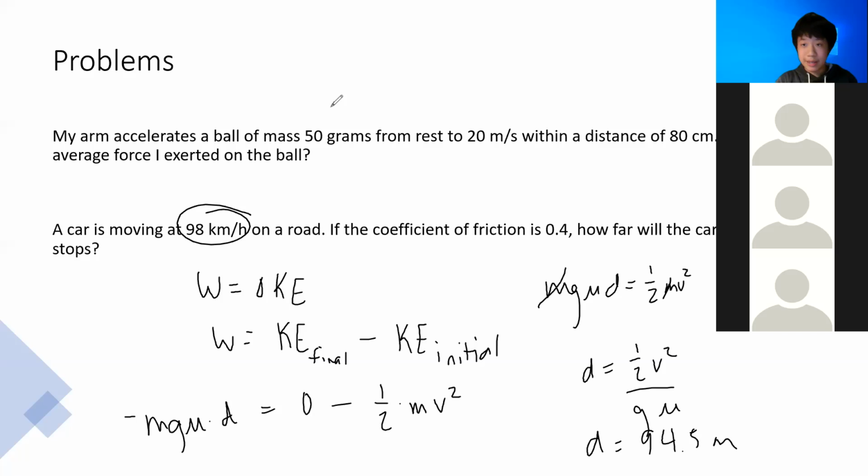So for any of these problems, we could have used dynamics and kinematics because we would have been able to find the acceleration of the car and then use some kind of kinematics equation. But as you can see here, work and energy makes things a lot simpler. But you're going to get the same answer at the end.